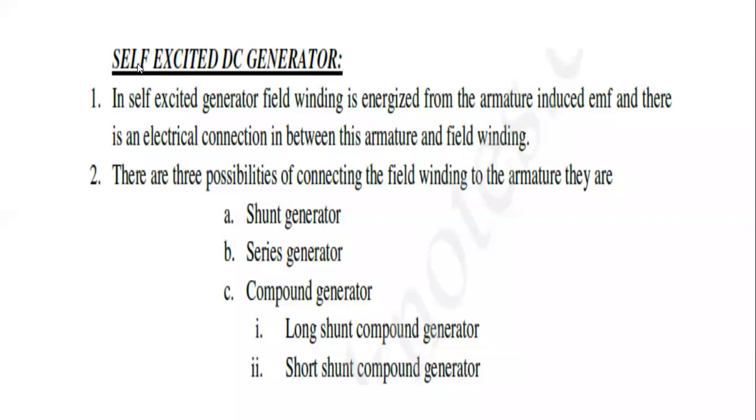Therefore it is called the self-excited DC generator. The DC generator is excited by itself. In a self-excited generator, the field winding is energized from the armature induced EMF, and there is an electrical connection between the armature and the field winding.